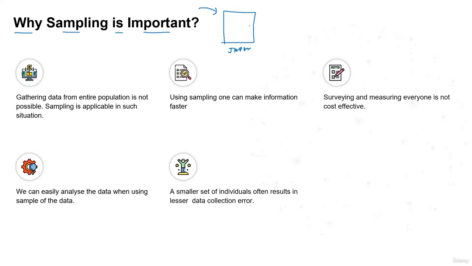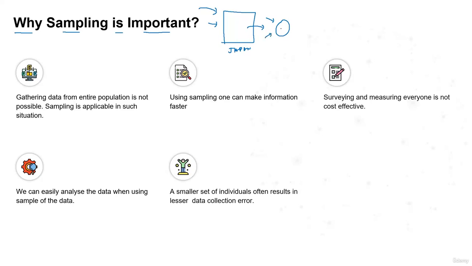Now, what if you have to analyze them or you want to find something, the average age of a person in Japan? Obviously, you cannot go to each one of them and ask about it, right? So, you always have to work on samples. You always have to work on samples because of this reason. You cannot simply go ahead and talk to the entire population.